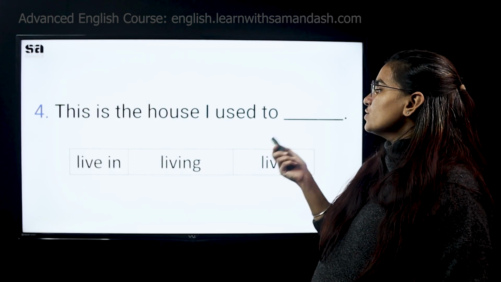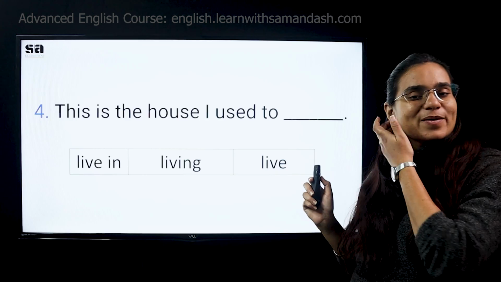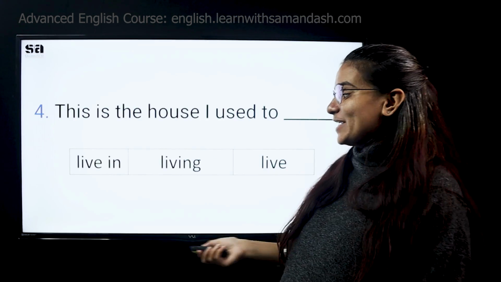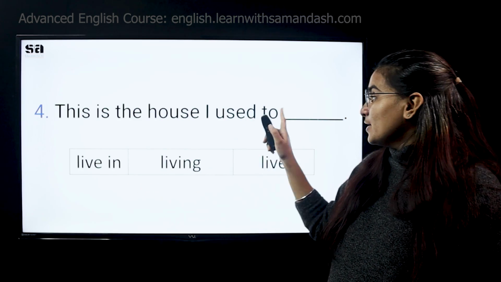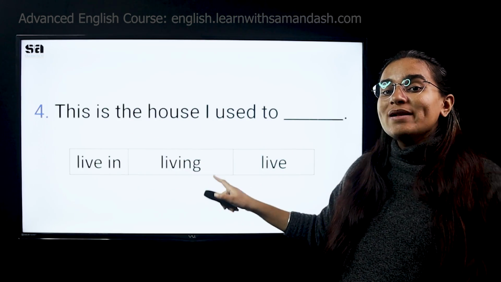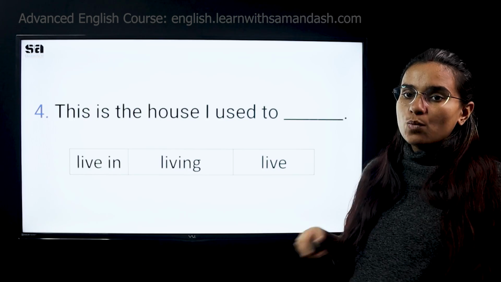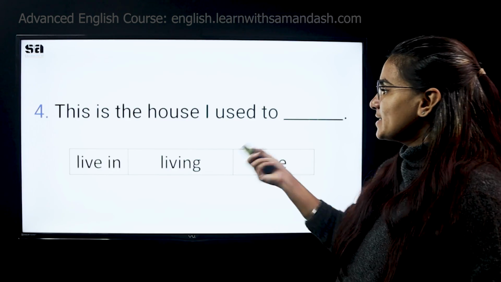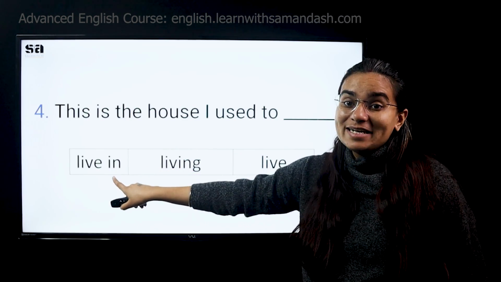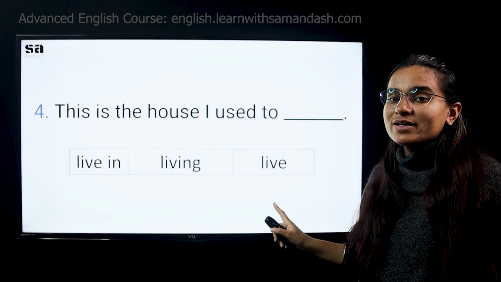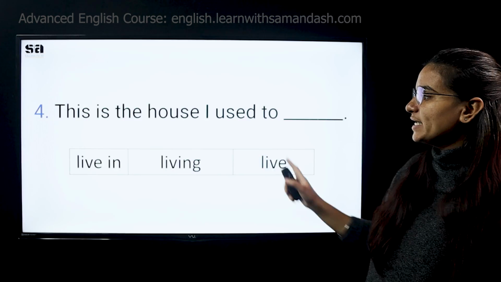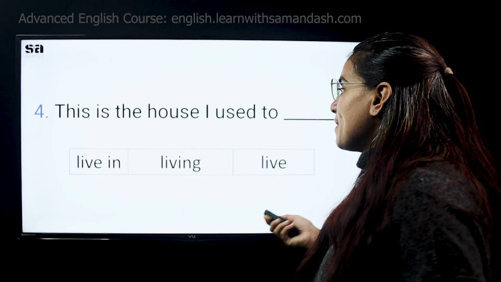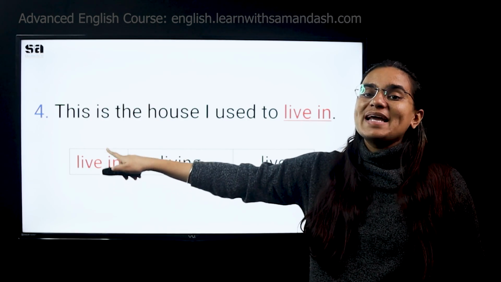Next, this is the house I used to live in. Okay? Let's find out the correct options. We have I live in, used to live in, used to living, and then we have live. What could be the correct answer? All of these options look very accurate to me. This is the house I used to live in. This is the house I used to live. Most of the students will end up saying I used to live. That makes sense, right? As per our knowledge, this makes sense. But the correct answer is live in.